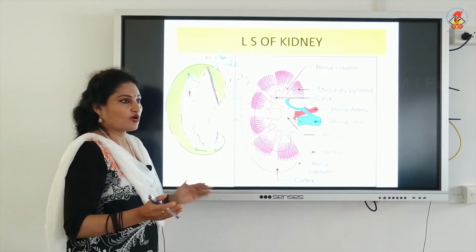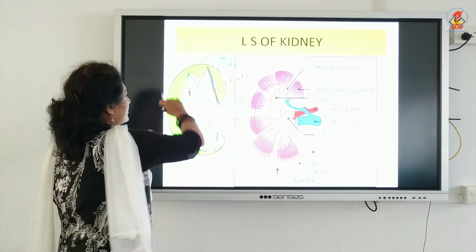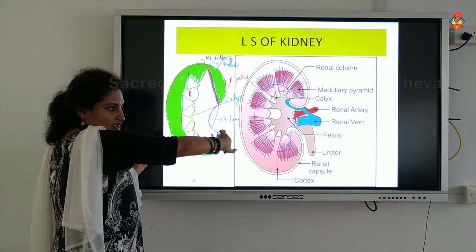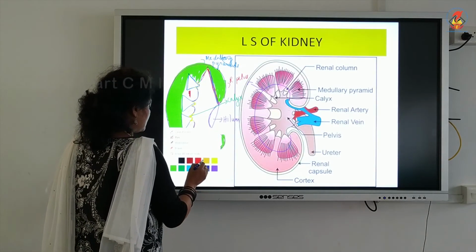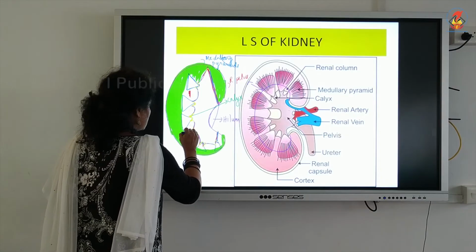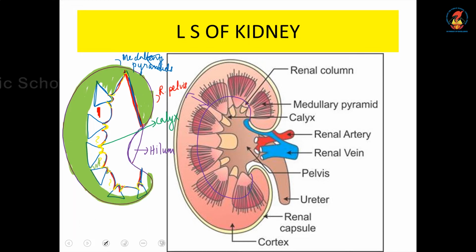Are they medulla or cortex? They are part of the cortex. So the cortex is not just a C-shaped structure at the periphery, it extends in between the medullary pyramid. So I am going to extend it with the highlighter, and I am going to give a darker shade of green.